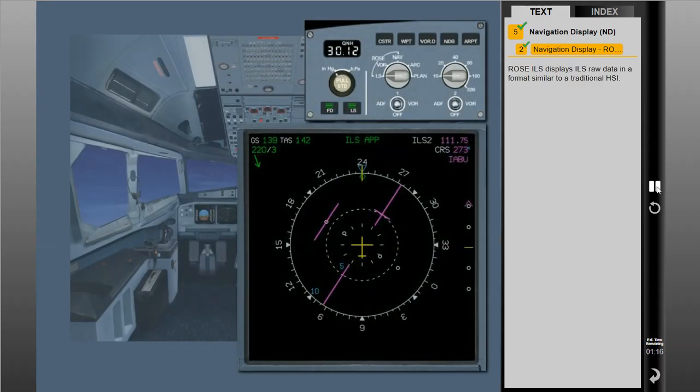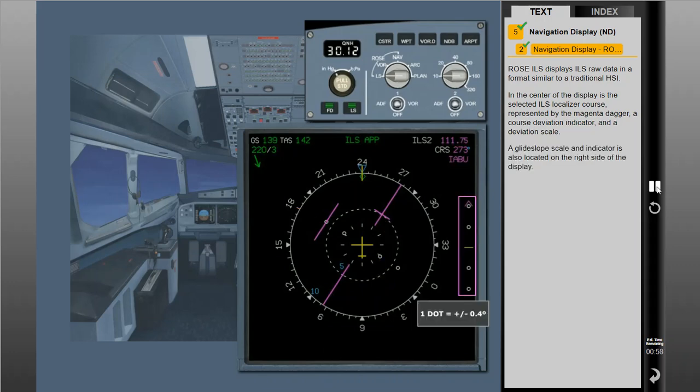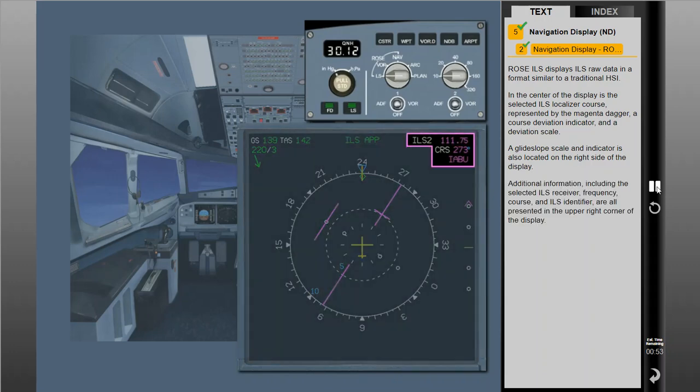ROSE ILS displays ILS raw data in a format similar to a traditional HSI. In the center of the display is the selected ILS localizer course, represented by the magenta dagger, a course deviation indicator, and a deviation scale. A glide slope scale and indicator is also located on the right side of the display. Additional information, including the selected ILS receiver, frequency, course, and ILS identifier, are all presented in the upper right corner of the display. The selected ILS approach appears in green when the crew has entered an ILS approach into the flight plan.